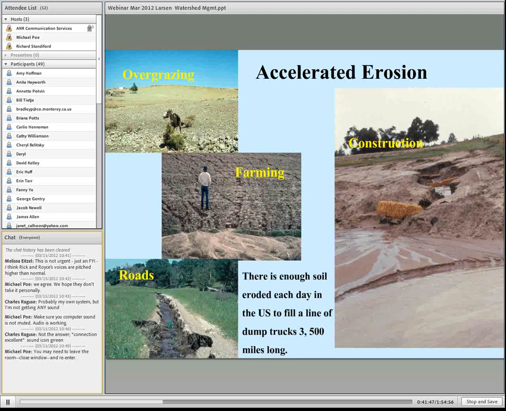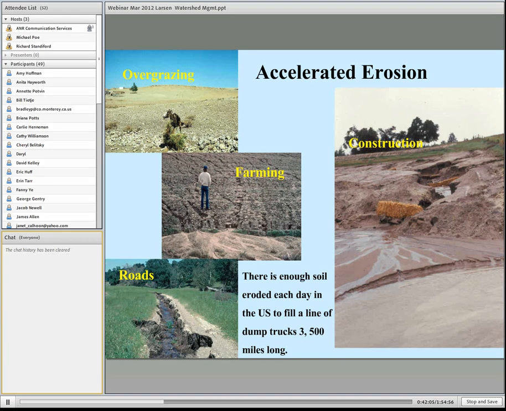However, natural erosion does occur, but we also have accelerated erosion. And that is the issue that we need to be concerned with. What causes accelerated erosion? Certainly overgrazing can, as well as our farming practices, construction, and roads. All those things can contribute. Our soil is being eroded 80 times faster than it is developing. There's enough soil eroded each day in the U.S. to fill a line of dump trucks 3,500 miles long. That's across the whole country. So it's a lot of erosion that is occurring, some natural, some accelerated.